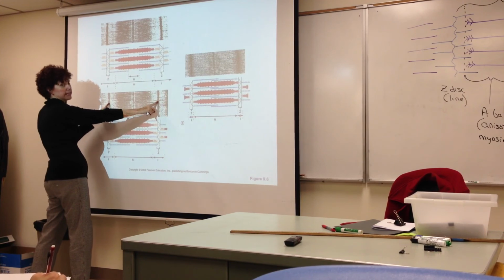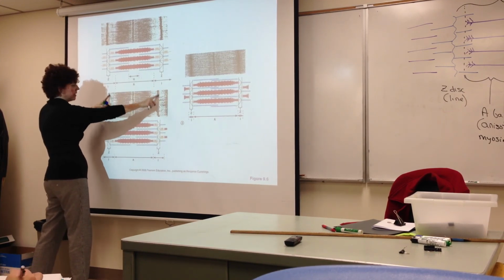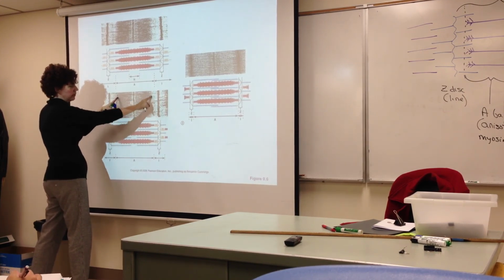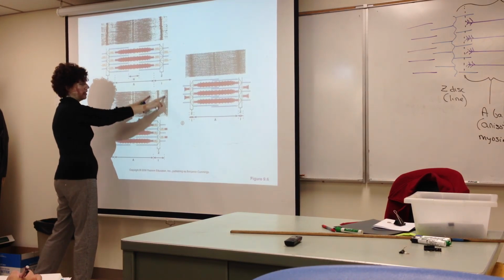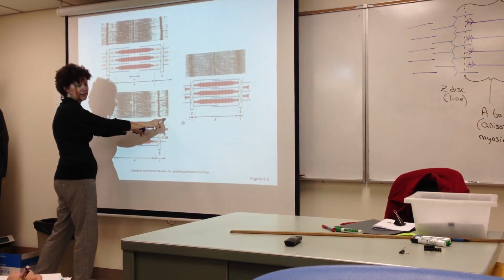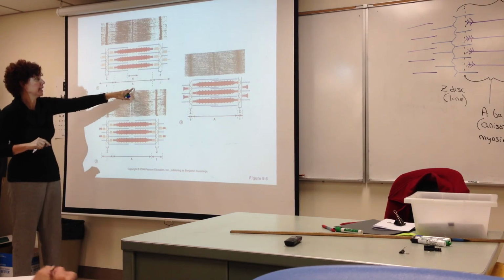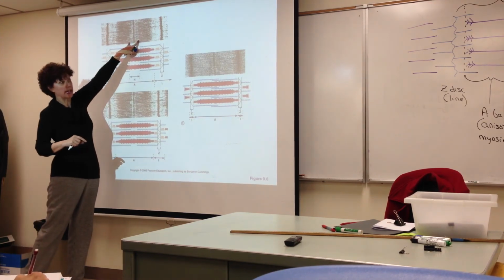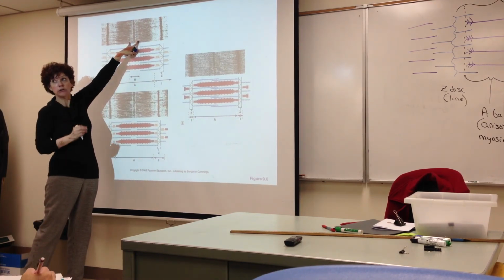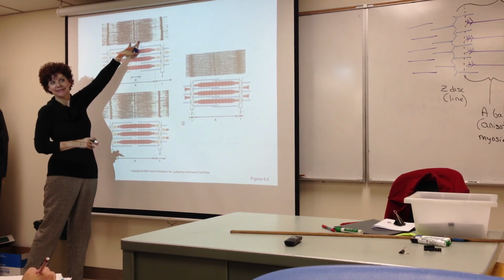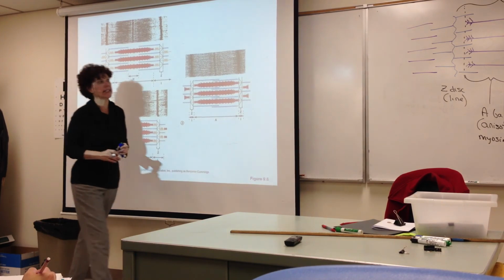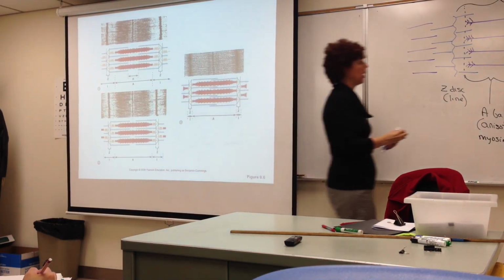But the sarcomere is Z to Z. So this would be the sarcomere. This would be the A band. This would be the I band. Right? Now, notice that in the A band, we have an area that is only myosin, that the actin doesn't overlap. And that is known as the H zone.